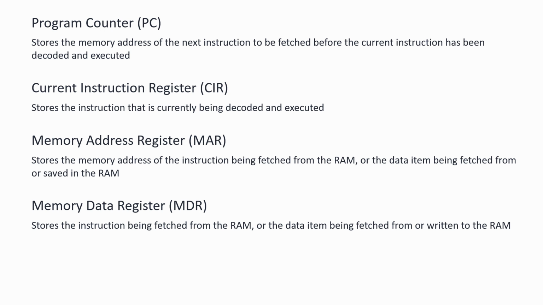The memory data register stores the actual instruction being fetched from the RAM, or the data item being fetched from or written to the RAM. Again, the wording is important. It implies that data items can move in both directions, but instructions only ever come from the RAM. And finally, the accumulator stores the intermediate results of calculations. Again, if you're a student of computer science, you might want to pause the video now and take these notes down so you can revise them later.